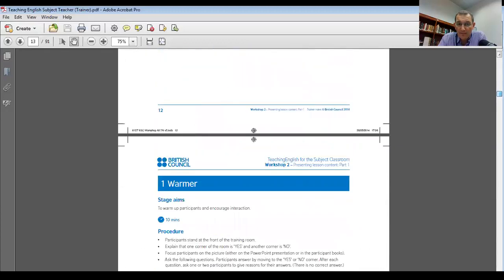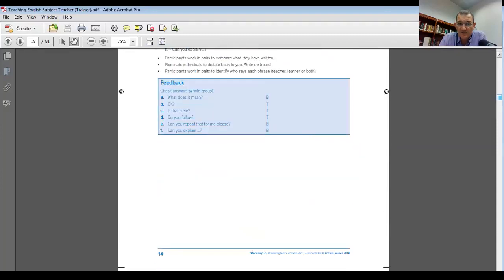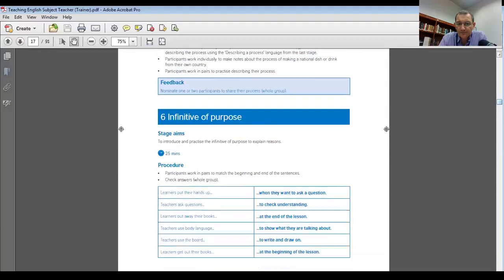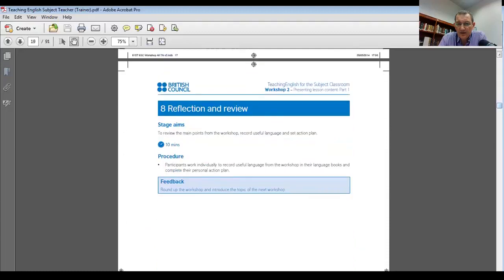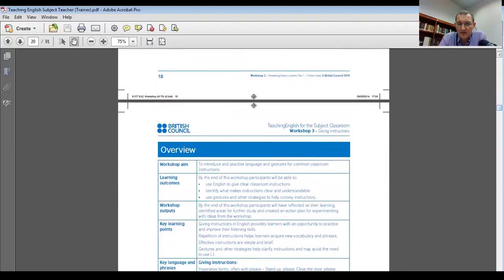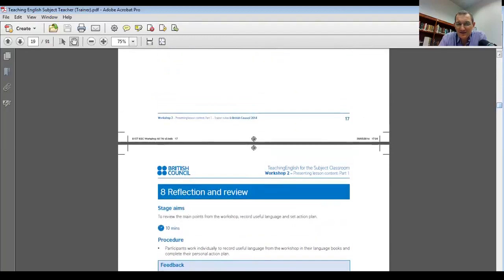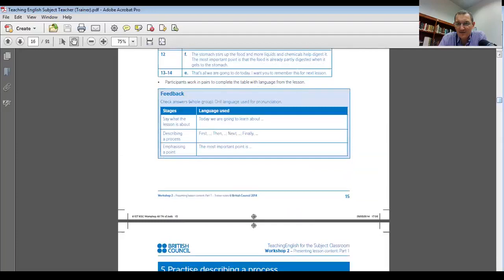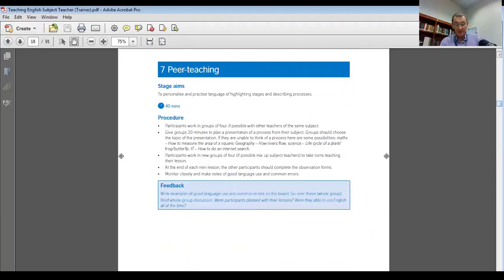and the summary. The next few pages give detailed instructions on procedures for conducting this session. I'm not going to go through that now, but I will take you to the end to remind you about resources. There are none. So whenever you have to give out any cut-ups, you will find them at the end of the unit, but this unit actually doesn't have any. Okay, so that was Workshop 2, Presenting Lesson Content, Part 1.